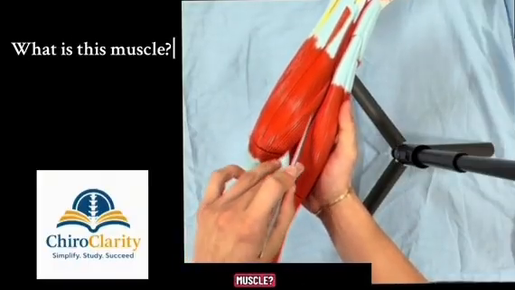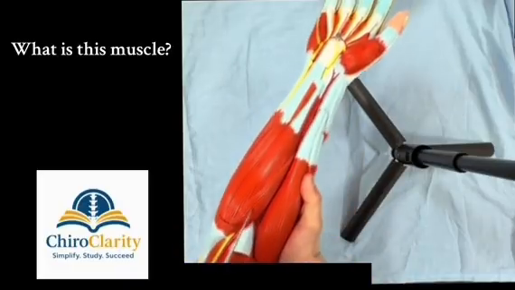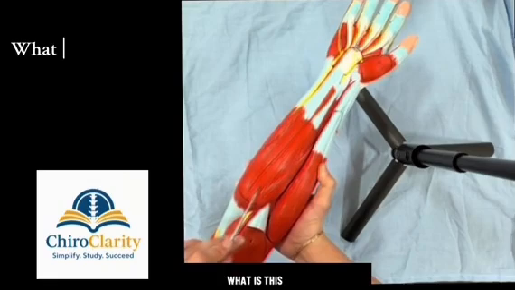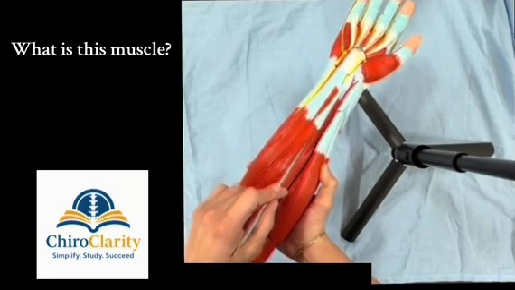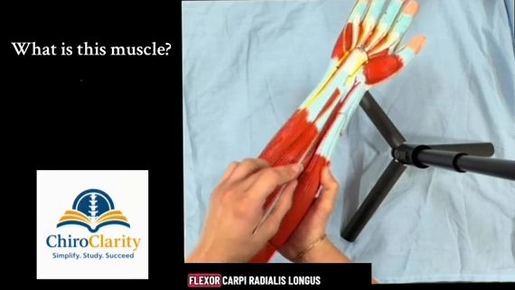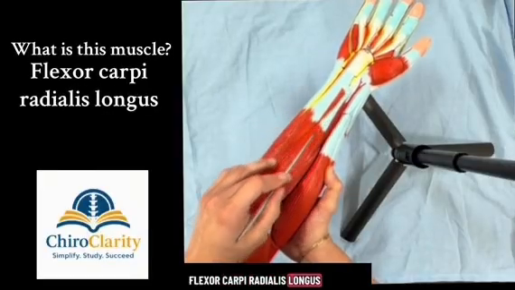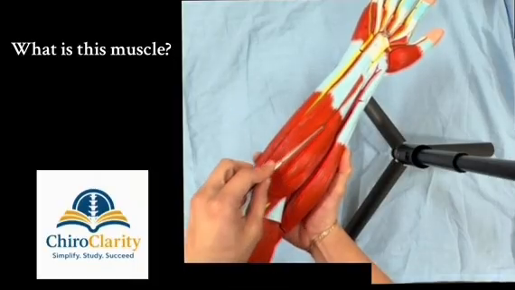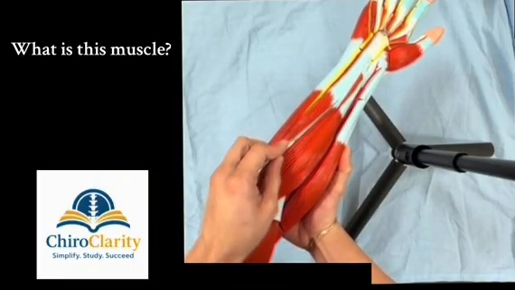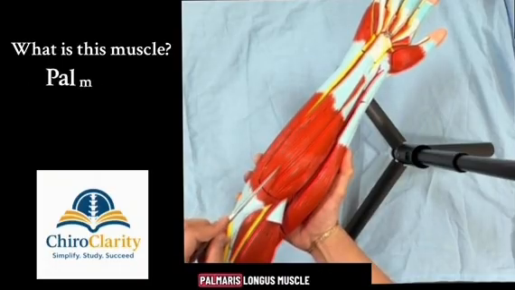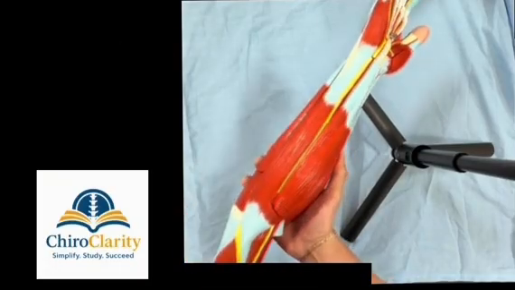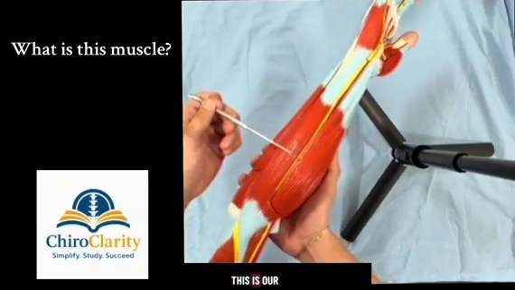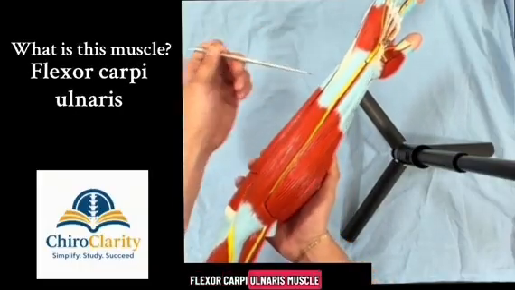What is this muscle? This is our pronator teres. What is this muscle? This is our flexor carpi radialis longus. What is this muscle? This is our palmaris longus muscle. And what is this muscle? This is our flexor carpi ulnaris muscle.